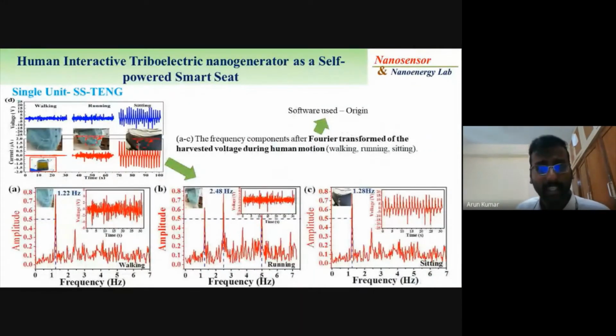And the next data we can obtain is from the same device fixed on the backside of the phone, which we kept in the pocket of the demonstrator. He would walk, run, and sit and stand. This electrical data, we used Fourier transform analysis in Origin software.